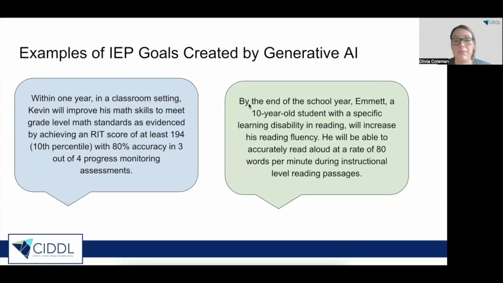And then this other example is by the end of the school year, Emmett, a 10-year-old student with a specific learning disability in reading, will increase his reading fluency. He will be able to accurately read aloud at a rate of 80 words per minute during instructional level reading passages. Now, these examples were untouched. The prompt was provided by the participant, put into AI, press enter, and then it generated these examples.